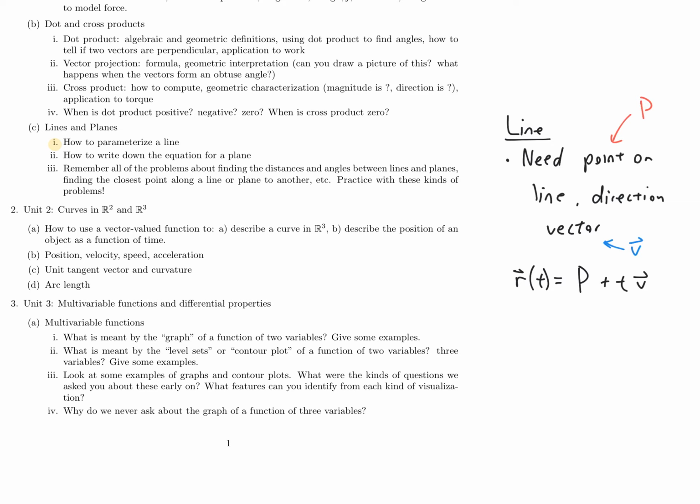So remember what the idea is when we try and parameterize lines or curves. Every value of t gives you a different point along the line. And so when t is 0, we get our starting point P. When t is any other number, we get a different point along the line.